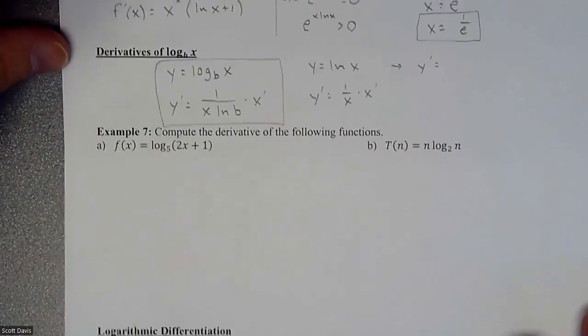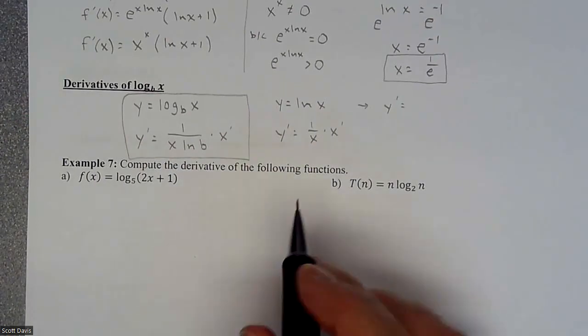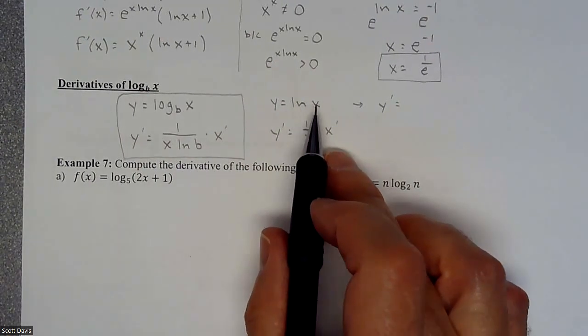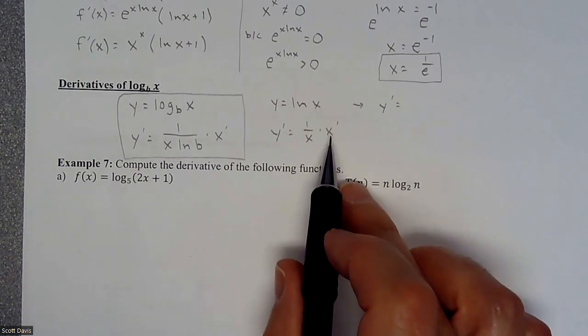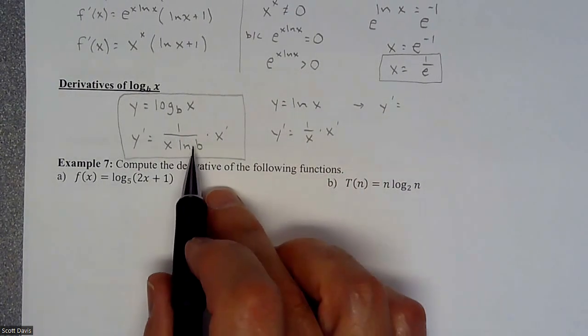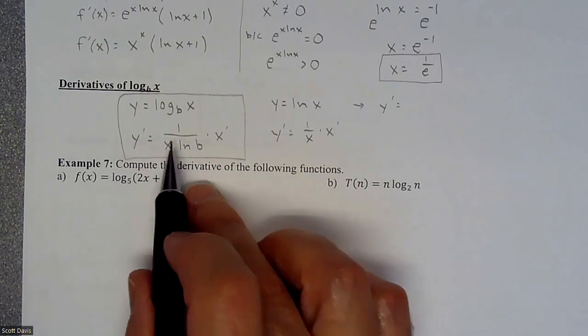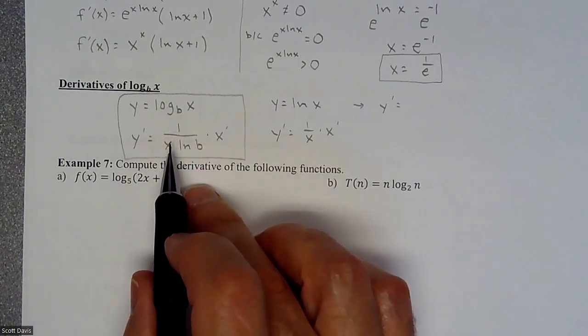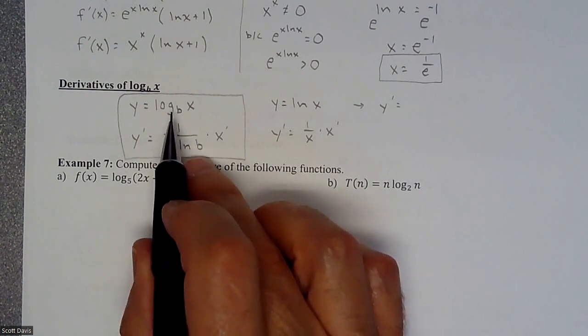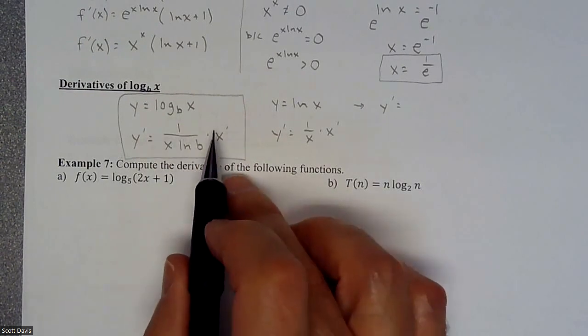Same kind of thing that's going to happen with logs is that we know that when we do the derivative of a natural log, it's 1 over x times the derivative of the x. Well, it's missing this piece, all right, that really the derivative of any log is 1 over x times the natural log of that base times the derivative of x.